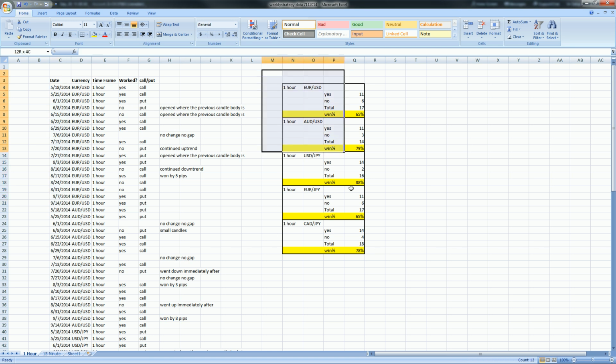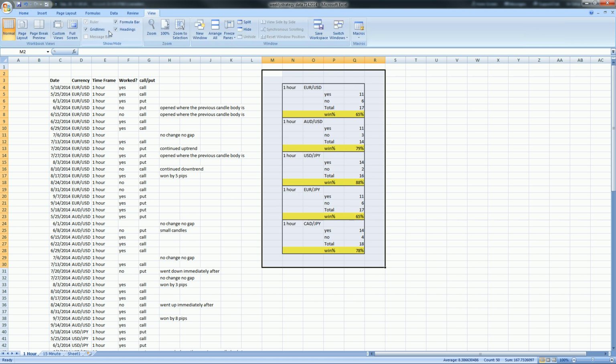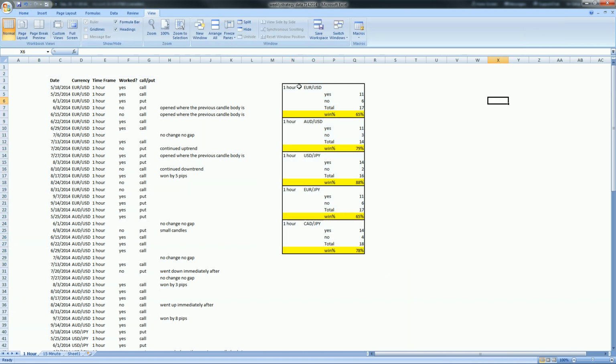Now you could probably agree that the more data you have, the better results you're going to get, the more accurate data you're going to get. So out of 18 weeks, 88% of USD JPY worked, meaning these are once a week trades.